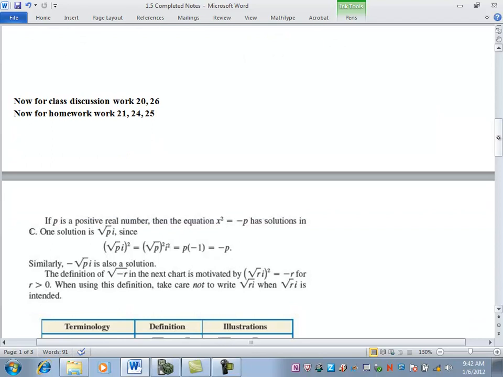I've given you a couple problems, 20 and 26, for you to prepare as you get ready for class discussion. And then I've asked you to work these 3 problems for homework.